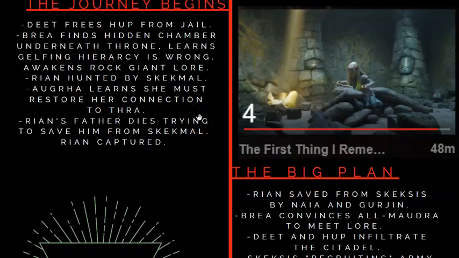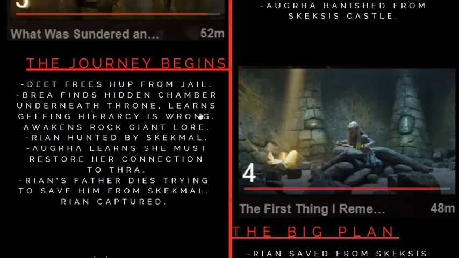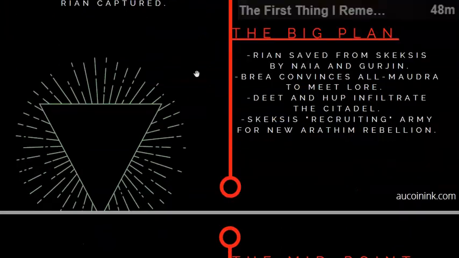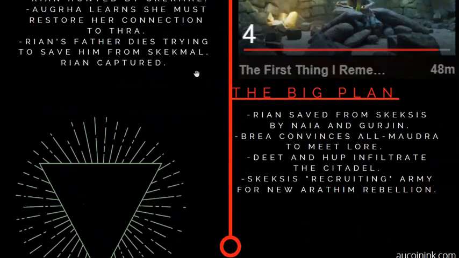So now the big plan. I call the sequence the big plan because the journey's beginning, but they're still working on what to do. What are we going to do? How are we going to continue on? So I call it the big plan. But someone else could call this section something else. I don't know.